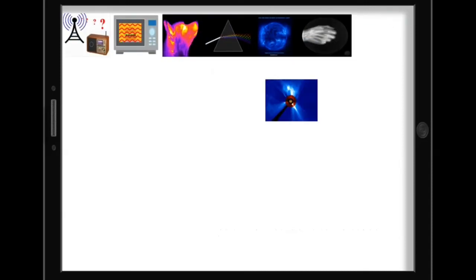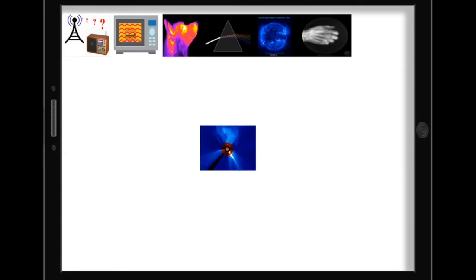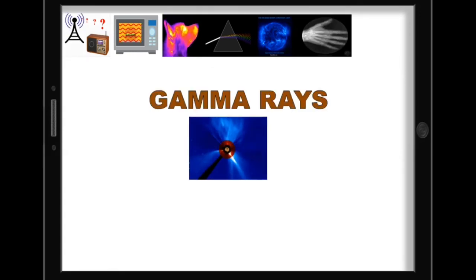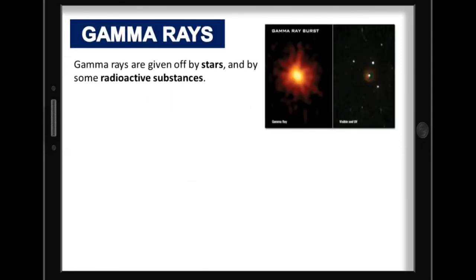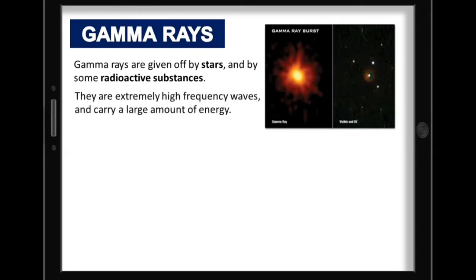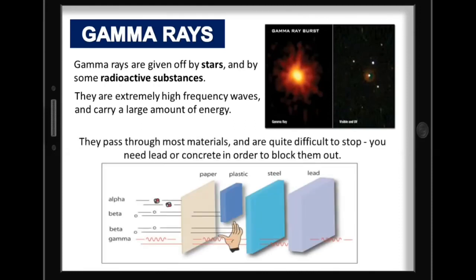The EM wave that has the highest frequency but shortest wavelength: gamma rays. Gamma rays are given off by stars and by some radioactive substances. They are extremely high-frequency waves and carry a large amount of energy. They pass through most materials and are quite difficult to stop. You need lead or concrete in order to block them out.